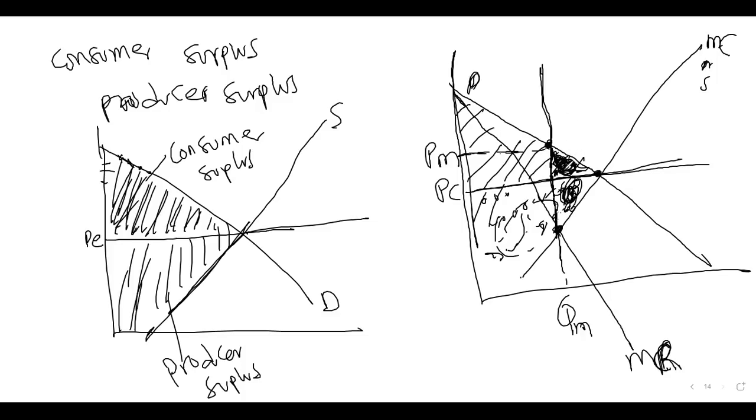Now, the portion of the consumer surplus that has been taken away by the monopolist is called the dead weight loss of the consumer. And the portion of the producer surplus that has been taken away by the monopolist is called the producer dead weight loss, okay.